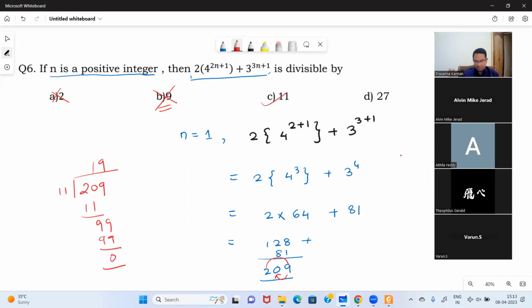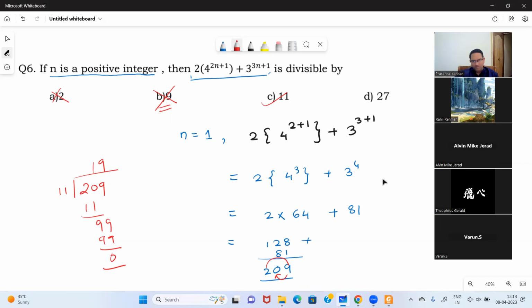So it is divisible by what? 11. So that becomes the answer. Is it clear to you? Yes, sir. That will be the fastest way of getting to the answer. You can take it down. Once you're done, let me know.